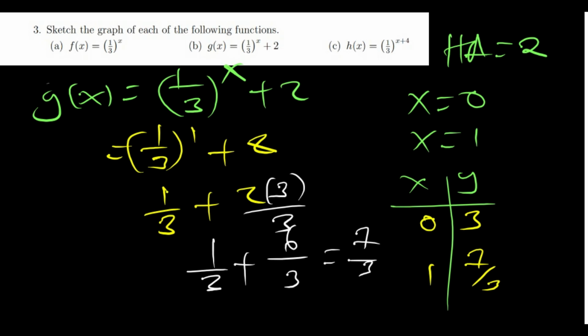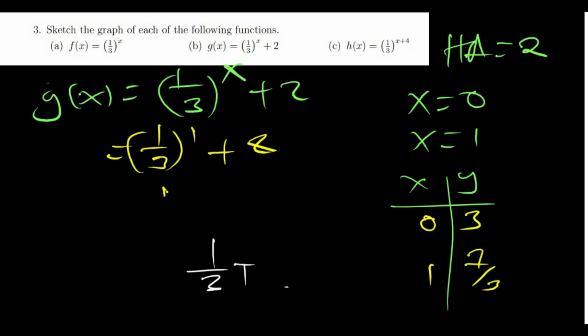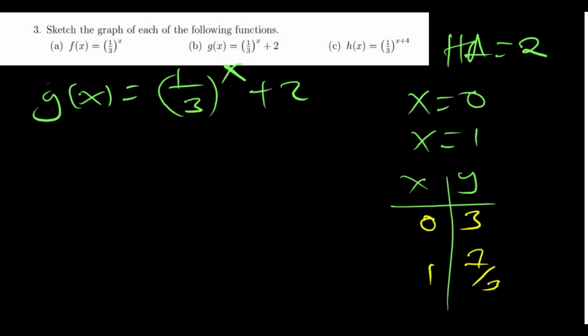Okay, now from there, let's see how we can graph this. So I'll have my graph here. I have my asymptote at 2. So let me just do this, which is the horizontal and not vertical.